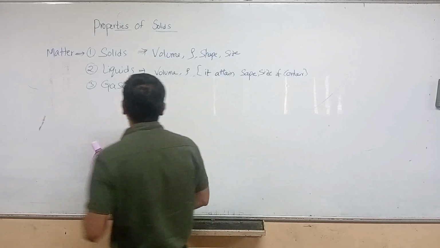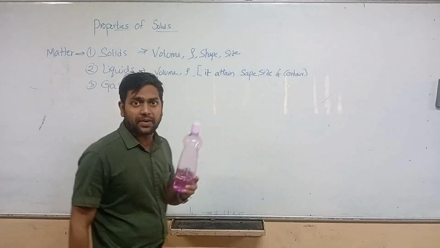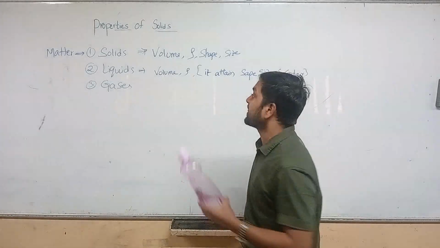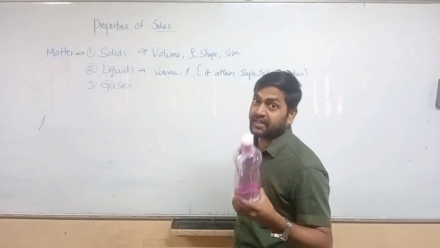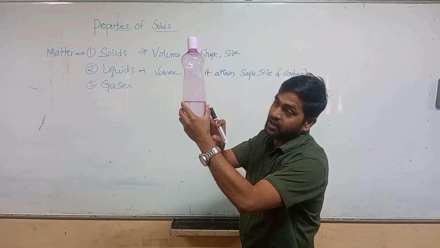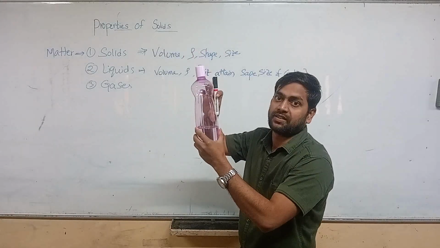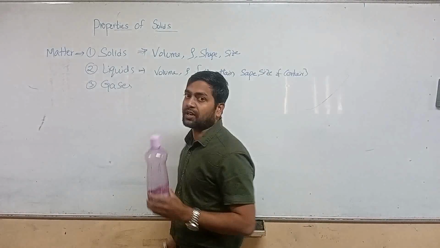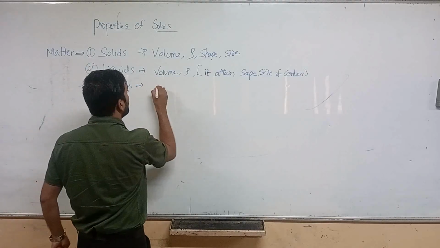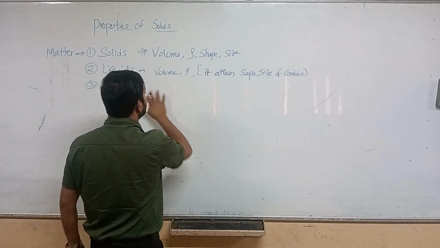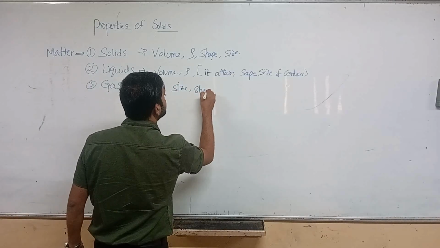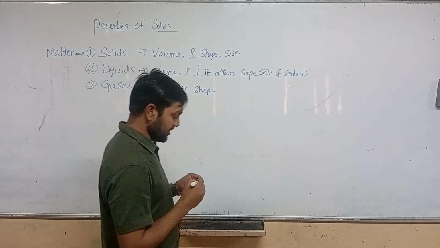Next, coming to the gaseous. It does not have a particular shape, volume, size, or density. It attains the shape of the container. In this, one part has the liquid and the other part has the gases. So there is no particular shape or size for the gaseous.